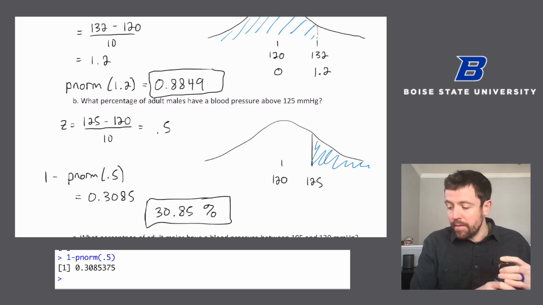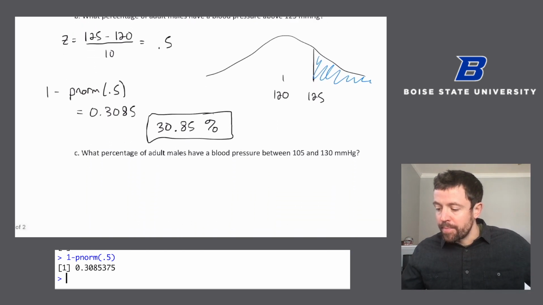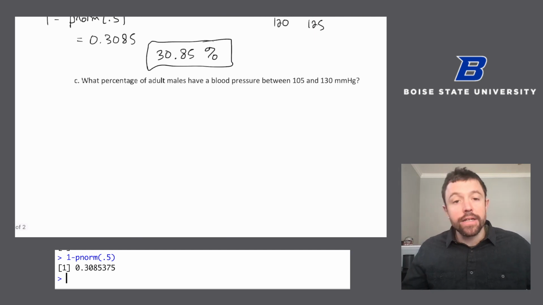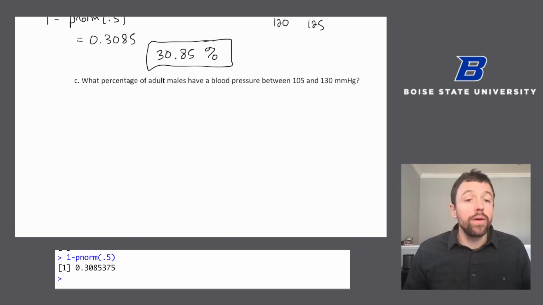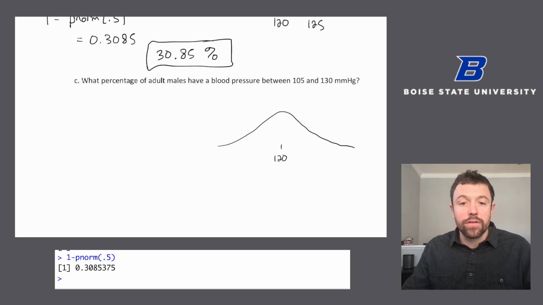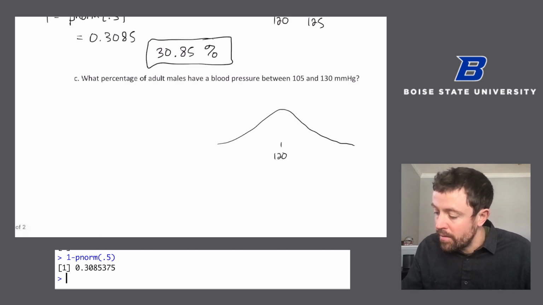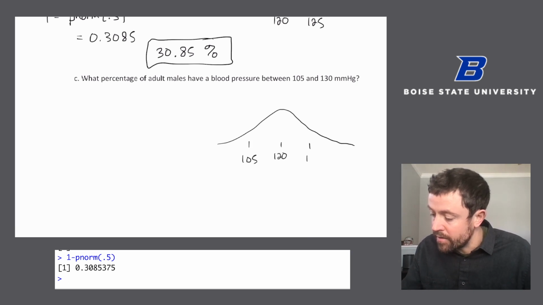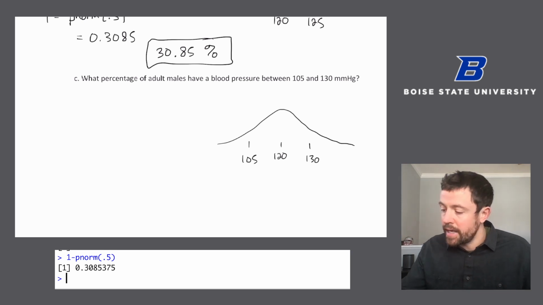All right, so moving along. In part C, we have a similar but again different question where now we want to know the percentage of adult males with a blood pressure between 2 values, between 105 and 130. And so I'll draw a quick picture. The mean is 120. And I want to know the percentage between 105 and 130. And it doesn't even really matter if this is to scale.